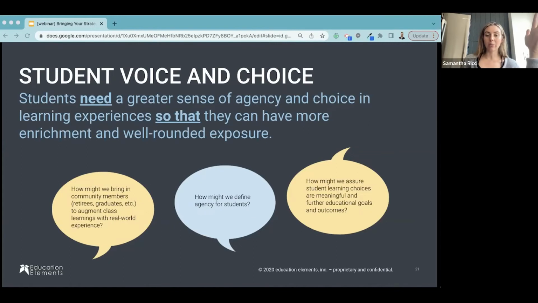And so all of these how might we statements are without any constraints. We're just thinking about, how might we have answers to this question, right? How might we involve other people so that students can have more enrichment and well-rounded exposure? And again, these are just throwing at the wall, right? Anything that might stick and starting to brainstorm and ideate ideas.